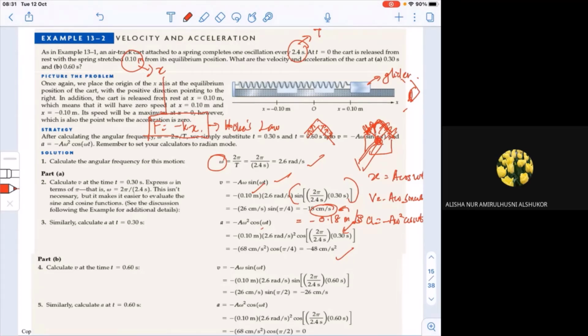Again, they replicate the answers, but right now they have replaced the 0.3 with 0.6 seconds. And they will get the value of negative 26 centimeter per second. And the last part, the acceleration, they'll get it as zero.